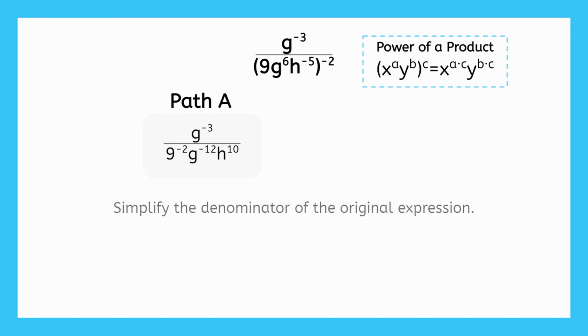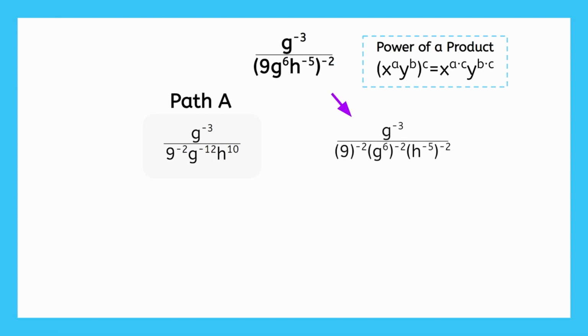Yeah, let's use the power of a product property to simplify the denominator of the original expression and see what we get. Pause here to do that now. According to the power of a product property, the outer exponent can be distributed to each element within the parentheses. Then the exponents with the G and H elements can be multiplied. This matches path A, but just because it matches doesn't necessarily mean that it was the correct first step.